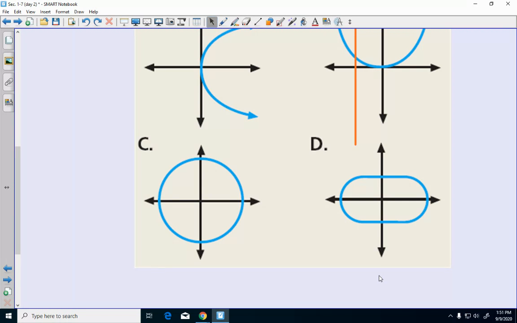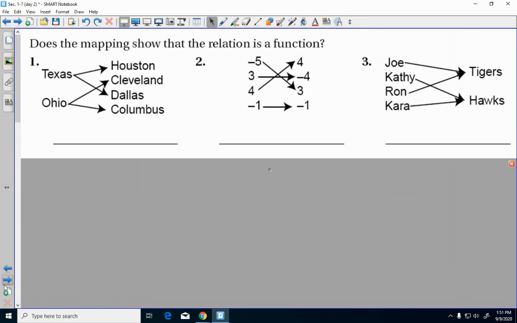A horizontal line is fine. A vertical line is not okay. Oh, it's not called the horizontal line test. It's called the vertical line test. All right. How about these?